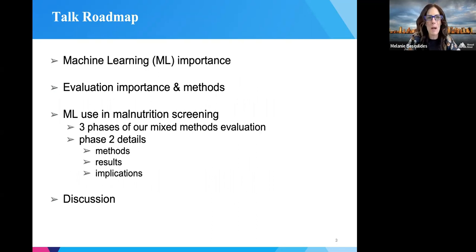So I just wanted to give you a little roadmap of the talk. I like to outline how I'll be doing things, what I'll be talking about. First, I'll just touch on the importance of machine learning, which I assume you all know, but I always like to frame the talk and why it's important. And then we'll talk a little bit about the importance of evaluating machine learning and some of the methodology that we can use to do that. Then I'll talk about machine learning use in malnutrition screening, which is the machine learning program that we implemented at Mount Sinai, one of them. And then the 3 phases of the mixed methods evaluation. And most of that, as I said, will be spent talking about phase 2, the details, the methods of the qualitative research, the results, and the implications. And then I'll leave some time for questions and discussion.